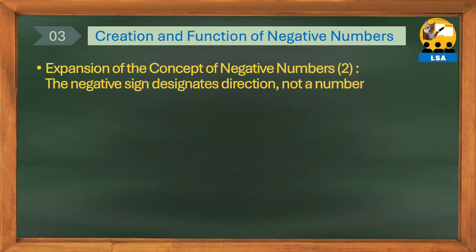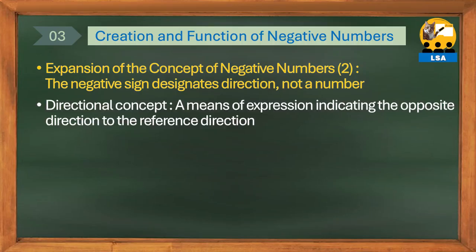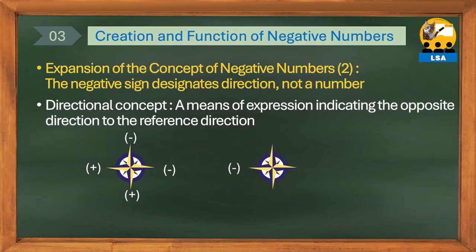Strictly speaking, the minus sign of a negative number is also used as a means of expression to indicate the opposite direction to the reference direction when expressing direction. In the compass rows below, if we express the left as positive, then the negative direction becomes the right, and if we express the upward direction as negative, then positive expresses the downward direction. Conversely, if we express the left as negative, then we express the right as positive, and if we express the upward direction as positive, then we express the downward direction as negative.